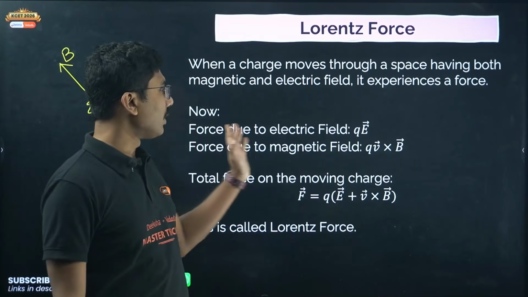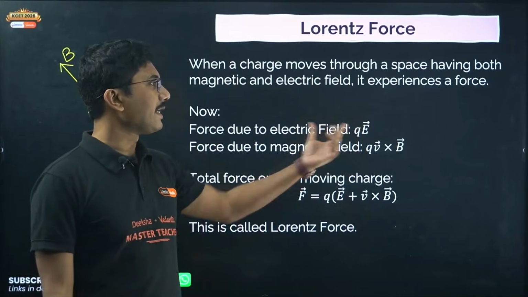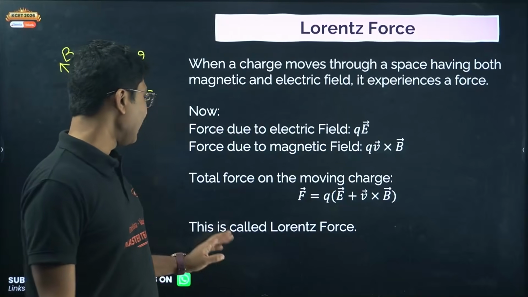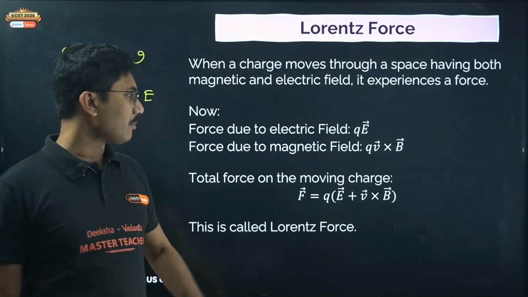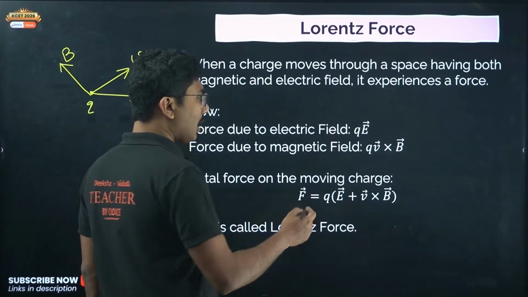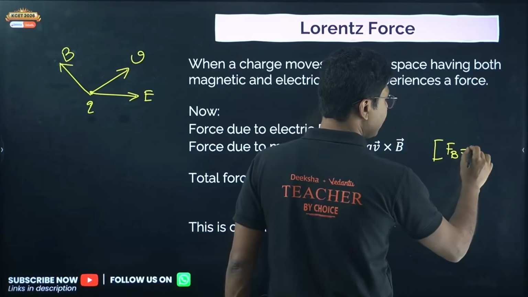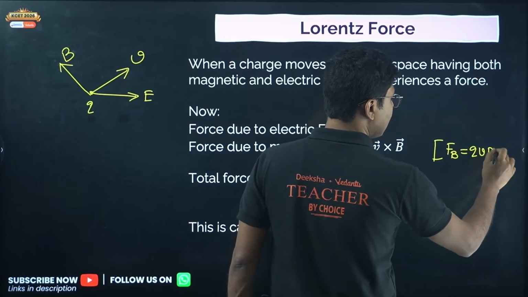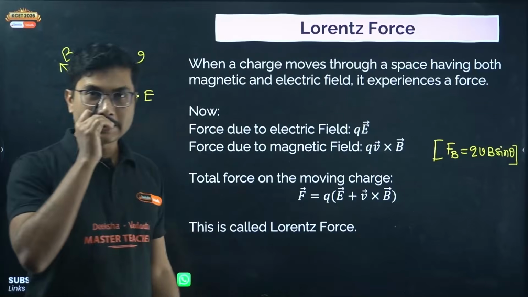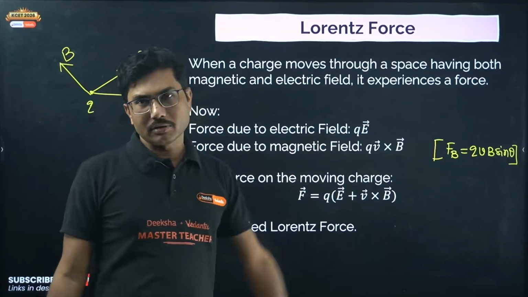So if you take the expression of electric force Q into E, and because force is a vector quantity, we are writing in vector form. Force due to magnetic field is Q V cross B, and the entire force is given by F is equal to Q into (E plus V cross B). So this is the Lorentz force. The magnitude of this magnetic force is given by QVB sin theta. If theta is 90 degrees, then sin theta becomes 1. So this formula is also important.